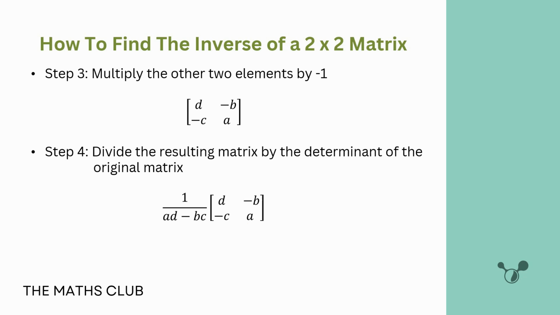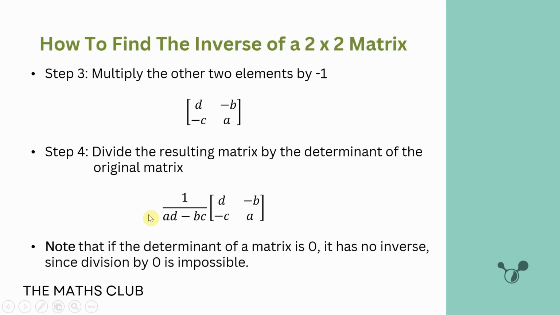And you'll be wondering, what is this inverse of the matrix used for? If you have simultaneous equations, you have equation 1, you have equation 2, and they tell you to find x and y, you can use this inverse of a matrix to actually solve those kinds of equations. Now, there is a caveat. If the determinant of your matrix is 0, then that means that this particular matrix does not have an inverse. So note that if the determinant of your matrix is 0, it has no inverse, since division by 0 is impossible. Note that, please.